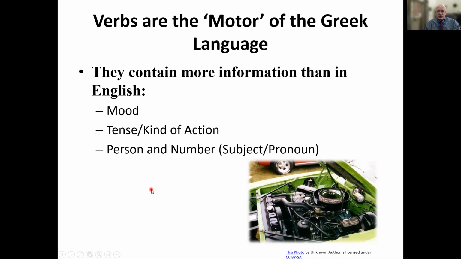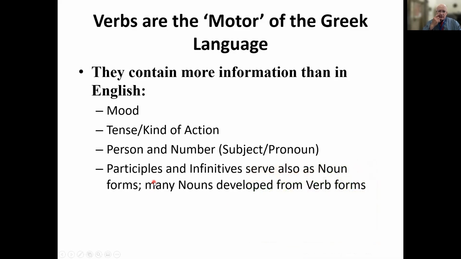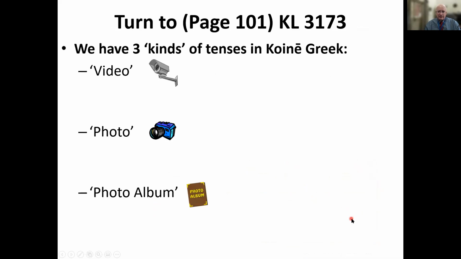The verb also, except for infinitives, has person and number, a subject. And we will find that participles and infinitives often serve as noun forms. In fact, in the Greek language, nouns often developed from verb forms. And we will see what we mean by that later.